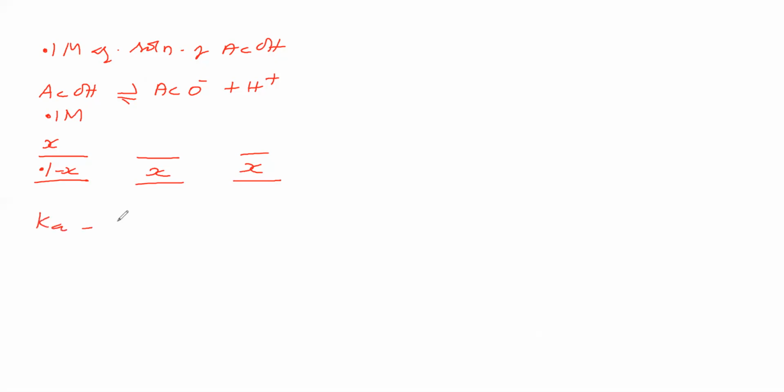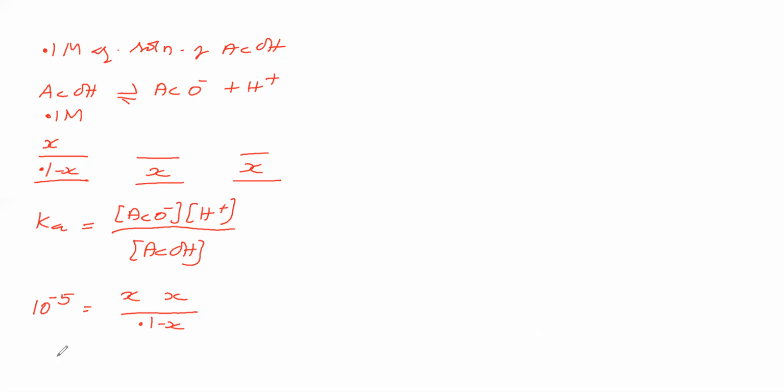Now I will take the equilibrium constant Ka equal to the concentration of acetate times the concentration of H plus divided by the concentration of acetic acid. Ka value roughly I will substitute as 10 power minus 5. Acetate ion is x, H plus is x, acetic acid is 0.1 minus x. Now I will take 0.1 minus x as nearly equal to 0.1. Simplifying, I get x equal to 10 power minus 3. So I write 10 power minus 3 molar here, 10 power minus 3 molar here, and 0.1 molar here.